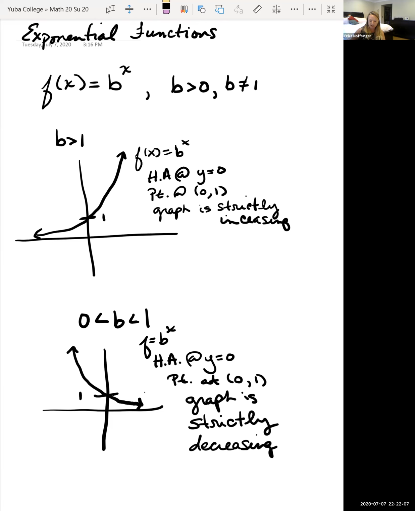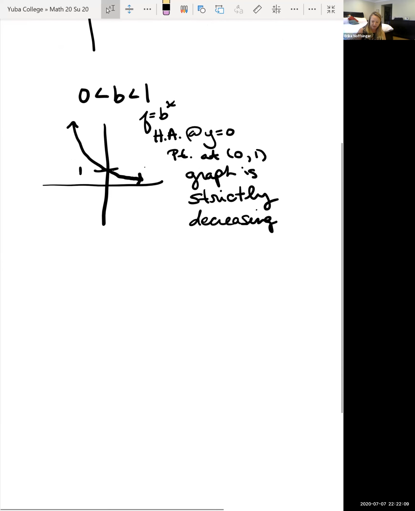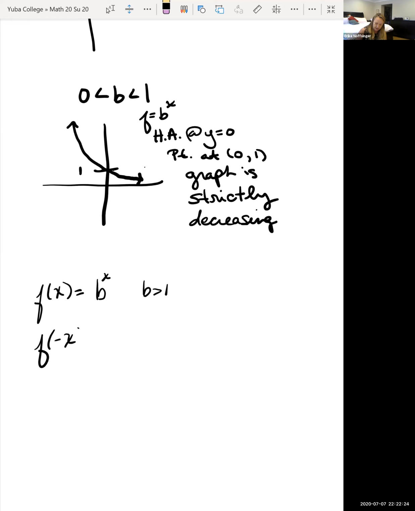Let's go back here and define f of x again to equal b to the x, b greater than 1. Now if we looked at f of negative x, this is equal to b. So we would go back in and plug in negative x wherever we saw an x in f of x, giving b to the negative x power.